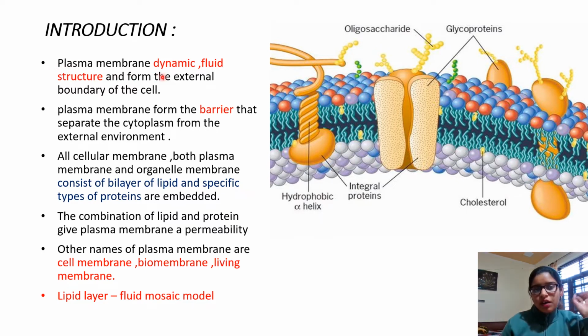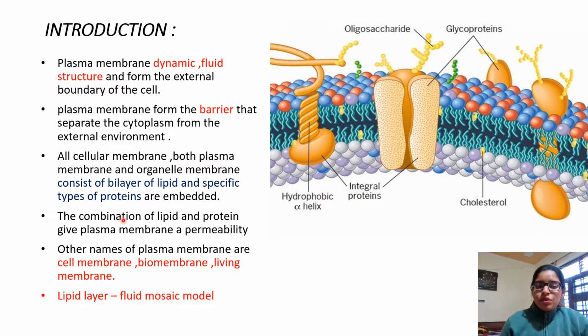If we talk about the introduction part, first of all, you should know that the plasma membrane is a dynamic fluid structure, and it forms the external boundary of the cell. Basically, the plasma membrane separates the cell from the external environment, right? If we talk about any organelle or any cell, the composition of the plasma membrane is the same in all of them. The plasma membrane is made up of three components only, that is lipid, protein and carbohydrates. These three components form the whole plasma membrane.